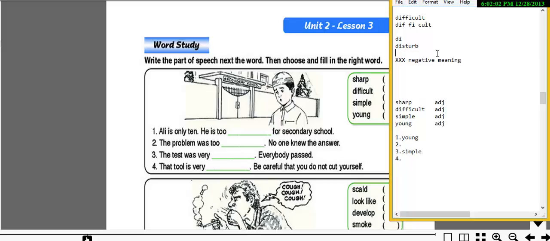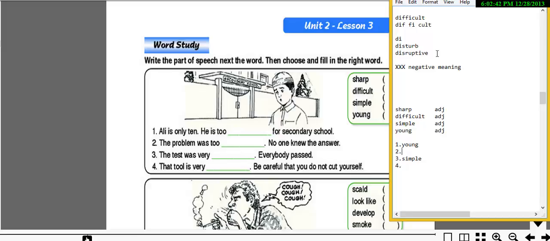Let me try to find another word. Disruptive. And then there is, I really don't have anything in mind. But it also starts with di, and so it has a negative meaning. Although this is not necessarily correct with all the words in English, you can take a tiny clue here. So if it's something that's not okay, you've got that the tool is very blank, be careful with it before you cut yourself. So it most likely has nothing to do with something negative or dangerous.